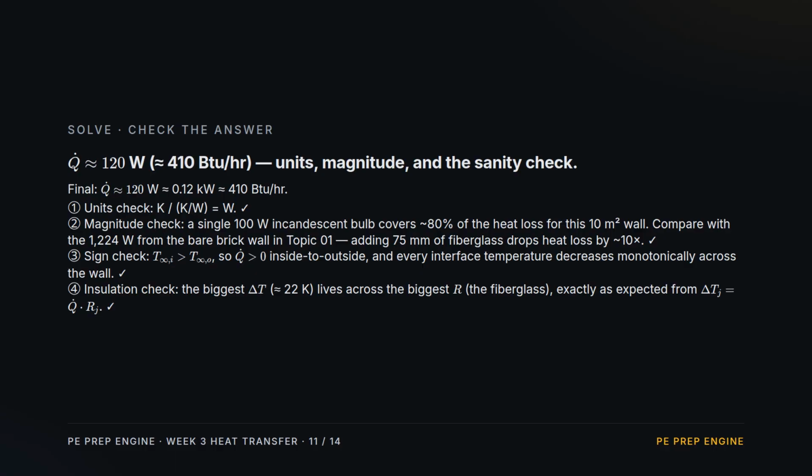Sanity checks. A single 100-watt bulb covers most of the loss for this wall, versus over 1,200 watts for the bare brick in Topic 1. So 75 millimeters of fiberglass cut the loss roughly tenfold. Inside is hotter, so Q dot is positive inside to outside, every interface temperature decreasing monotonically. The biggest delta T across the biggest R.